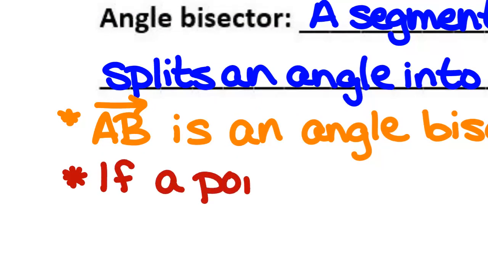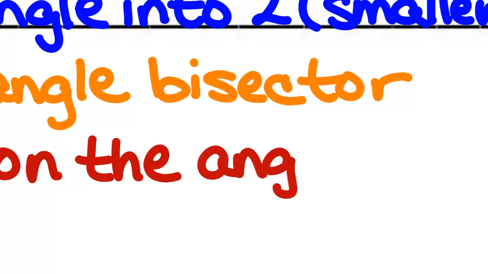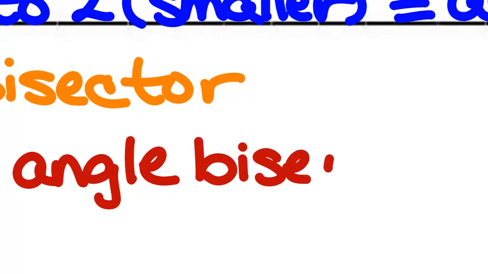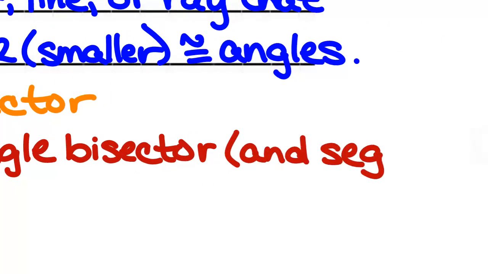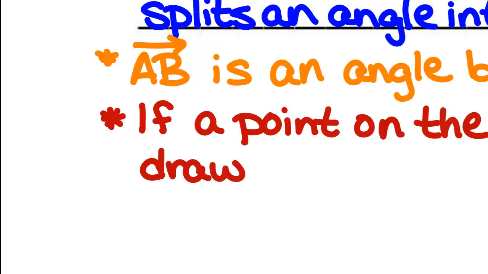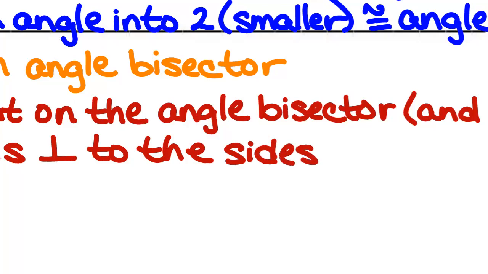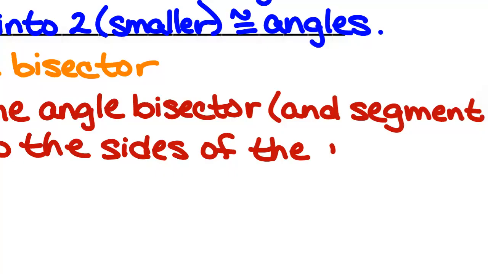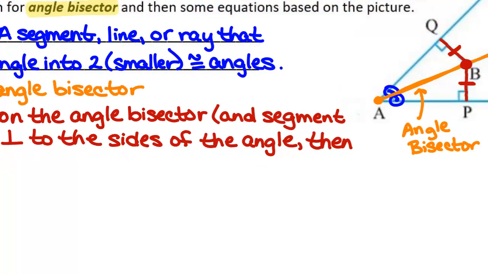If a point on the angle bisector and the segment drawn in there is perpendicular to the sides of the original angle, then those segments are congruent.